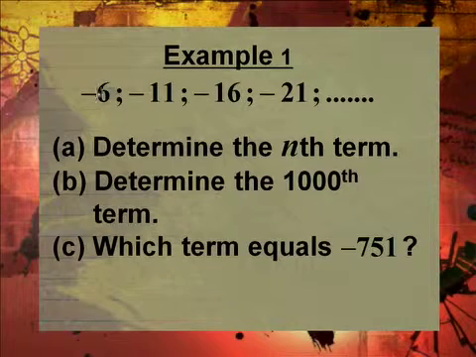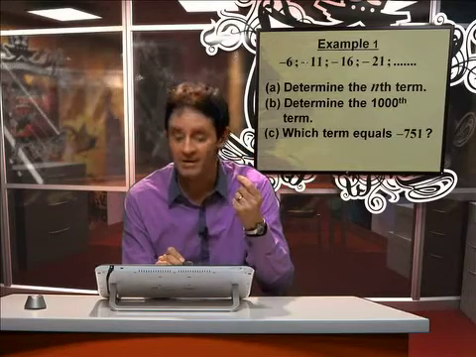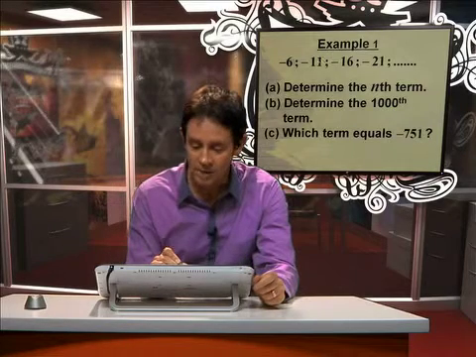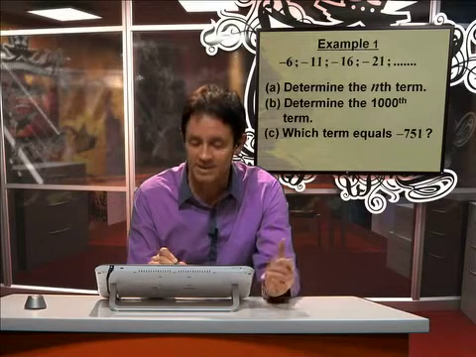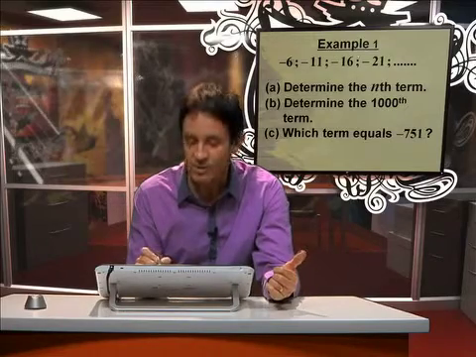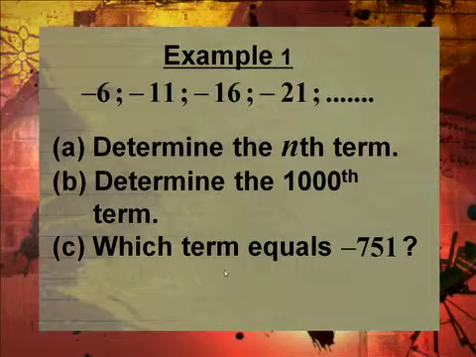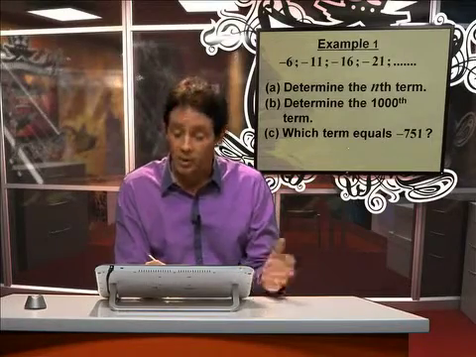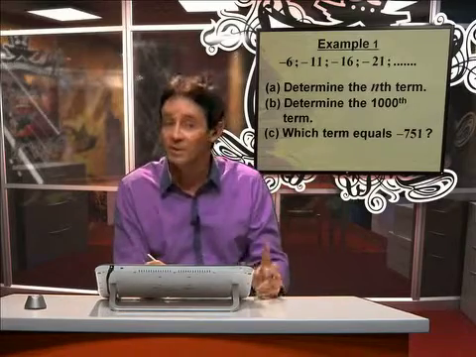Okay, we've got from minus 6. What are we doing to go to minus 11? What do you think? Subtracting 5. Okay, so minus 6 minus 5 is minus 11. If you look at this one, we're going from minus 11 to minus 16. It's minus 5. And negative 16 minus 5 is minus 21. So we're kind of getting less. We're decreasing. The thousandth term is a bit tricky. And which term equals minus 751? Well, that's even more tricky.